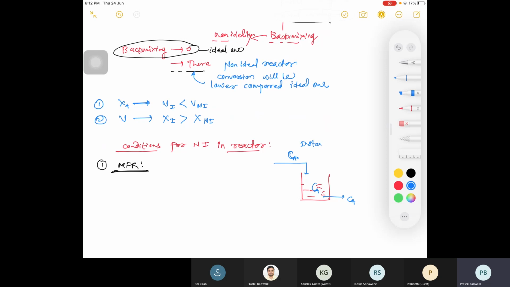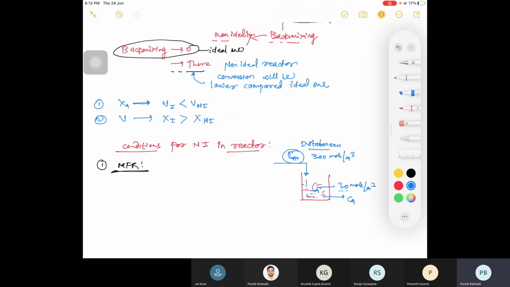Instantaneous mixing means ये Ca naught, as soon as it falls in your reactor, this concentration becomes your Ca. Suppose this Ca naught is 300 moles per meter cube, and if this is your Ca, that is 30 mole per meter cube, so this Ca naught will not remain Ca naught. This will suddenly convert into your 30 mole. That is your infinite mixing. यहाँ पे क्या होता है?